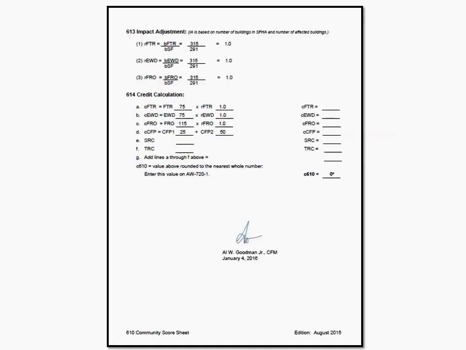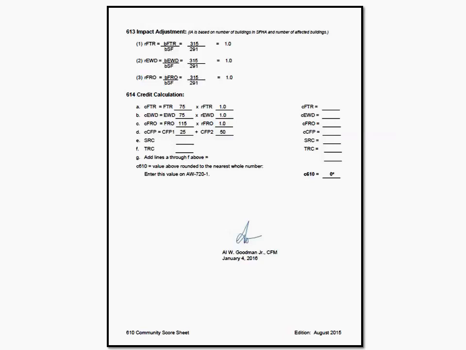613 is the impact adjustments that take the numbers provided from the first page, that being the structures in the special flood hazard area, and the number of structures that benefit from FTR, EWD, and FRO. This equates in this instance to an impact adjustment of 1.0. You'll probably wonder why is there a 0 at the 610 at the bottom right. You remember they didn't have an exercise or documentation of an activation within the past 12 months.